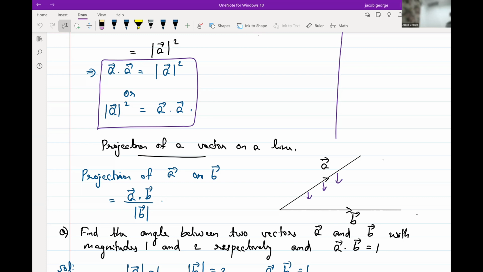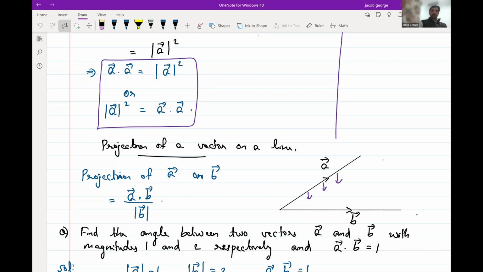Projection of vector A on vector B is vector A dot vector B by magnitude of vector B. What is the projection of vector B on vector A? B dot A by magnitude of vector A. The vector you project on will be coming in the denominator. So these are the points based on the scalar product. Is it clear? Okay, then the questions we have done.